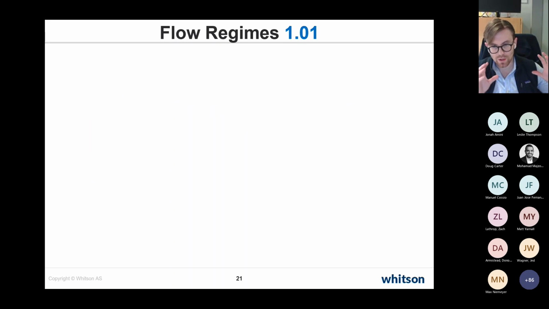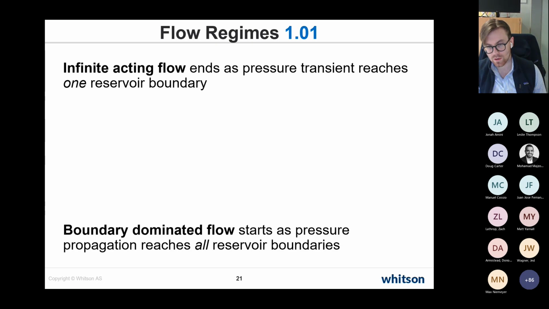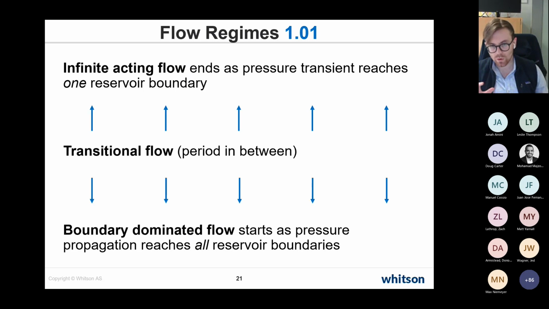But just to make sure that the people who haven't done RTA for a while are on the same page, the way we group flow regimes for these wells is into 3 buckets. Either infinite acting flow, which ends as a pressure transient reaches one of the reservoir boundaries, or at the total opposite extreme, boundary dominated flow, which starts once you've seen all of the reservoir boundaries. That's what we call tank-like depletion or pseudo-steady state. But in between, we have what we call transitional flow. That is the reason why in many places we can have B factors higher than 1 for a very, very, very long time. And that's because of this flow regime right here.